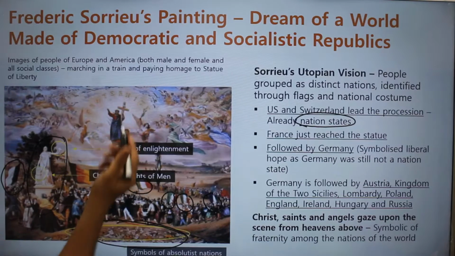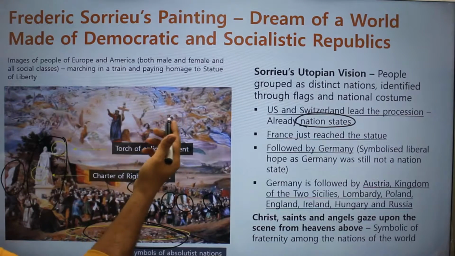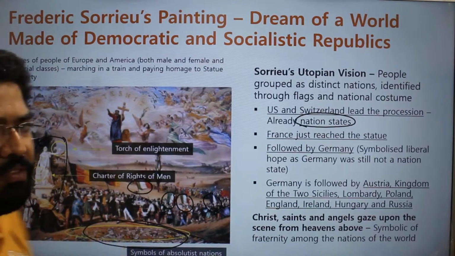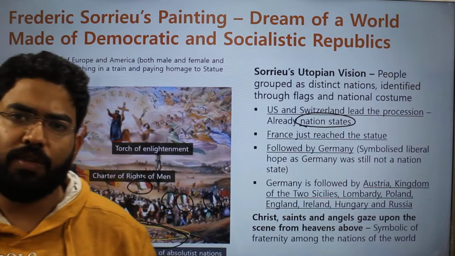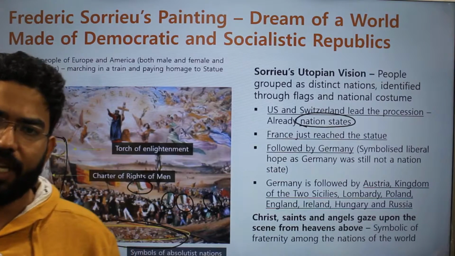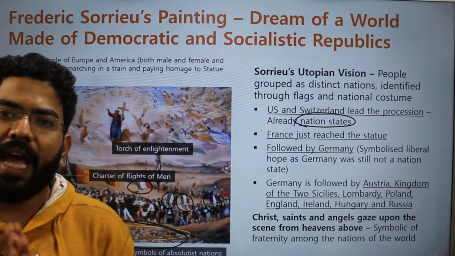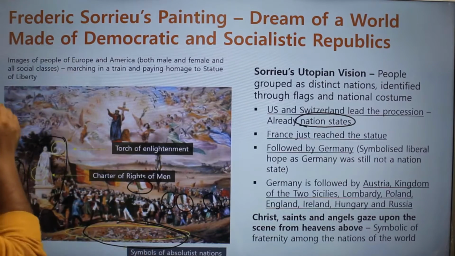You can see above that there is fraternity written, which shows that there is love among everyone. So this was the vision by Frederick Sorrieu. It was in the middle of the 19th century, but this was the painting that actually epitomized the ideals of a nation.